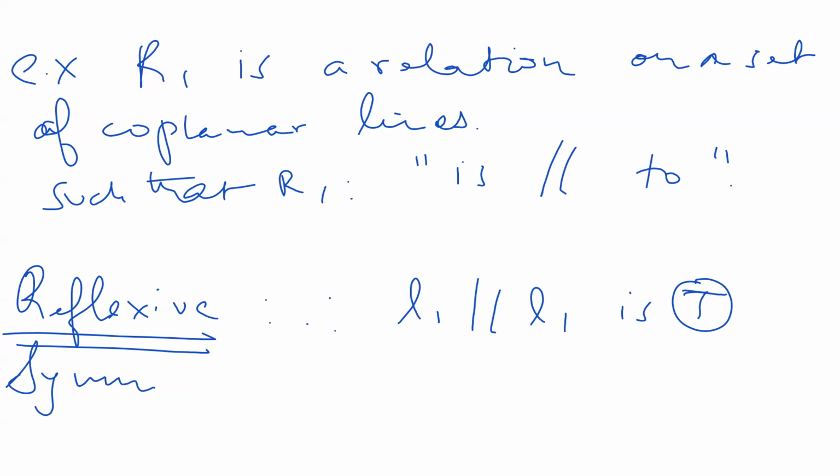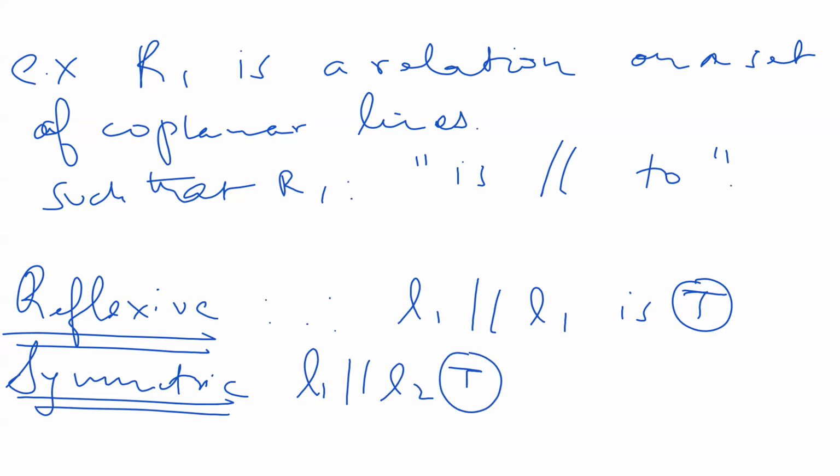Symmetric. L1 parallel to L2 is true. This is for sure it is true. Does it imply L2 parallel to L1? L1 parallel to L2, it is for sure true. That's our assumption. But then as per the assumption, will the reverse be true? Yes, it will be true. Therefore, it is symmetric.